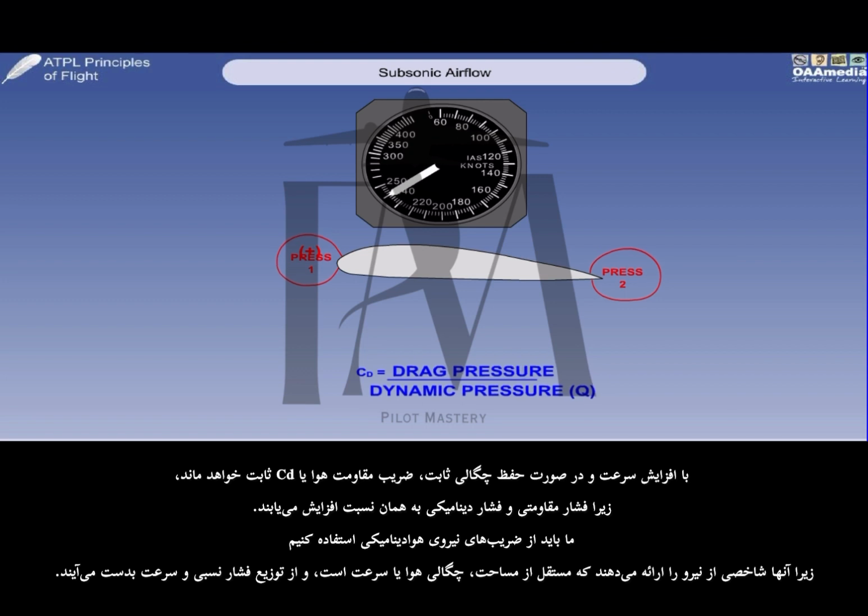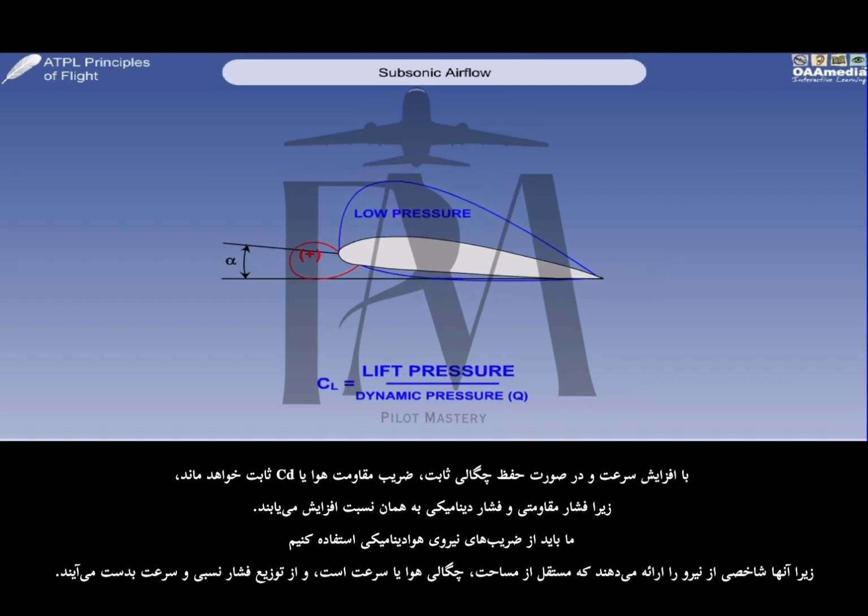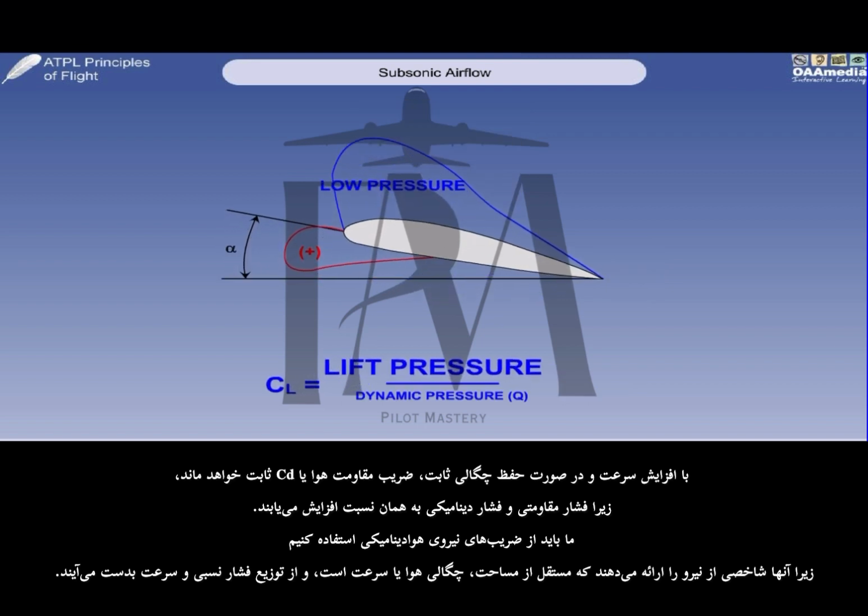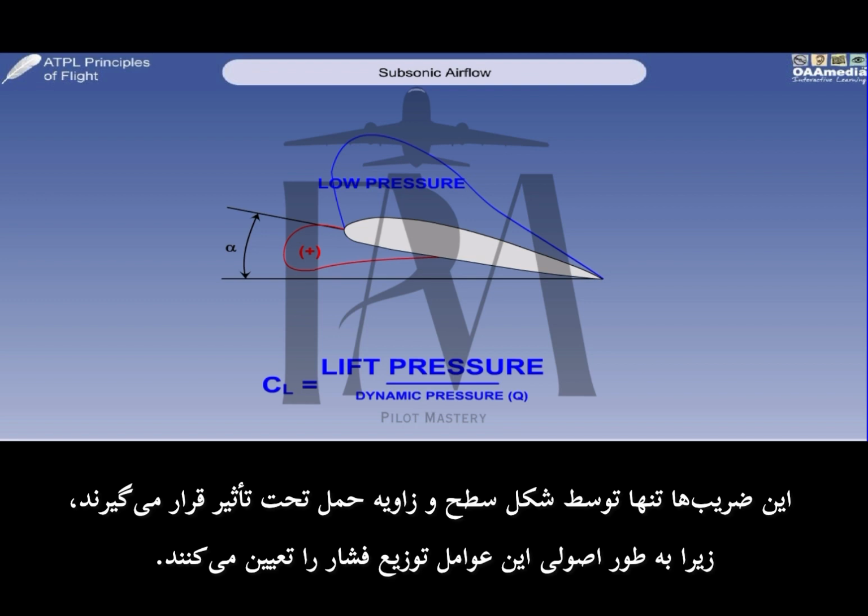As speed increases, assuming a constant density, CD will remain constant, since drag pressure and dynamic pressure are increasing in the same proportion. We need to use coefficients of aerodynamic force, as they provide an index of the force, independent of area, air density or velocity, being derived from the relative pressure and velocity distribution. They are influenced only by the shape of the surface and angle of attack, since it is principally these factors that determine the pressure distribution.